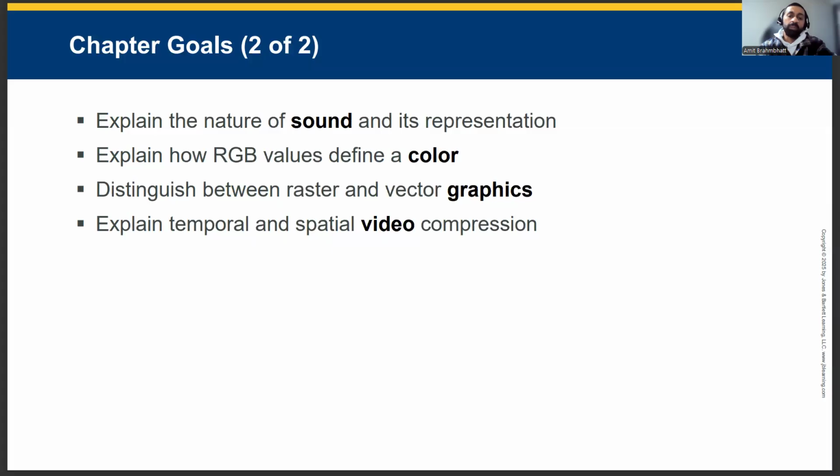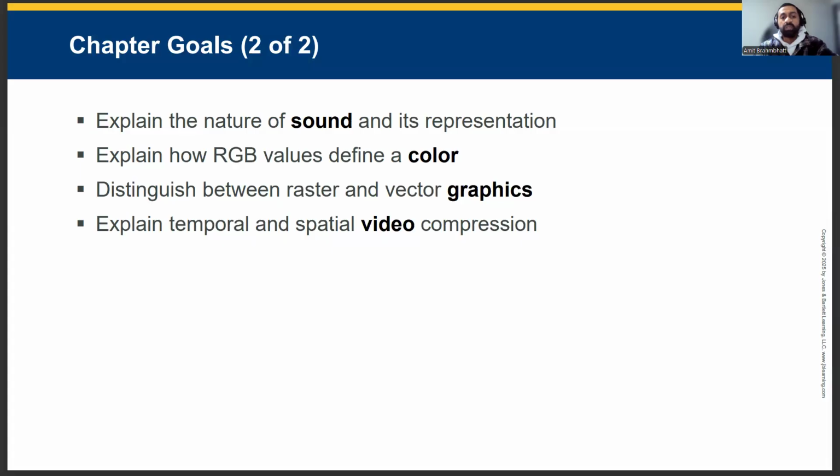Here, the chapter goals continue by turning our attention to multimedia data. We will explain how sound works and how it can be captured and represented digitally. We'll also explore how colors are defined using RGB values, and how computers represent images and graphics.